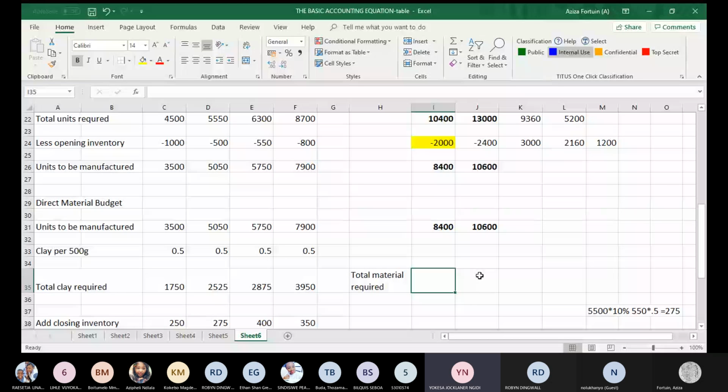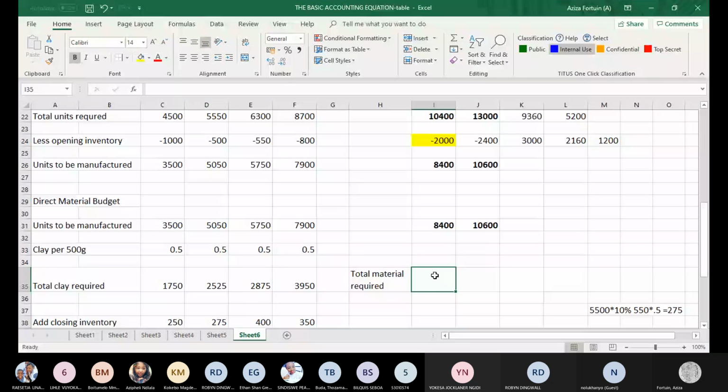Okay, we said the units in September were 8,400, and then we said it was 10,600 in October. Okay. Now this is where your raw material.